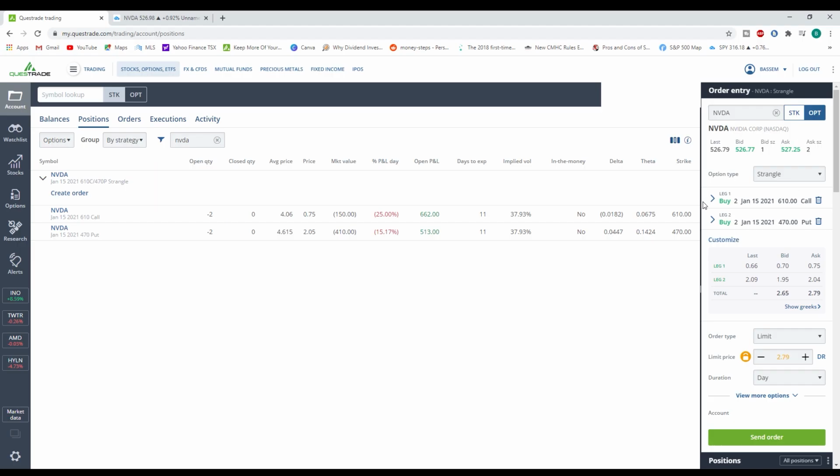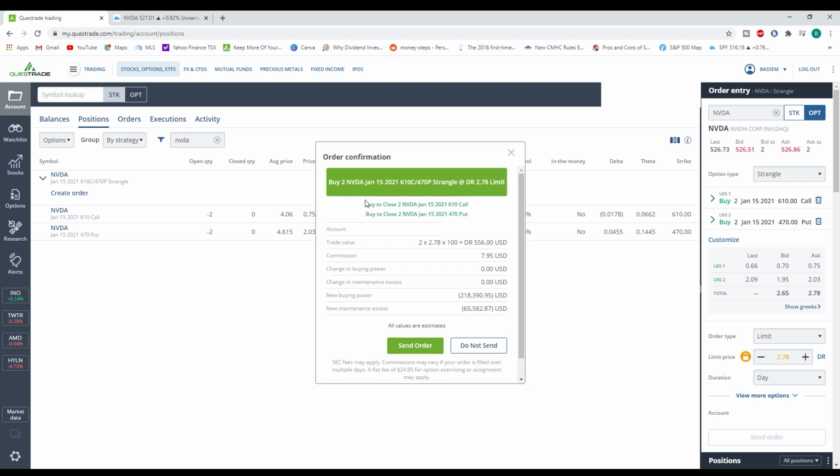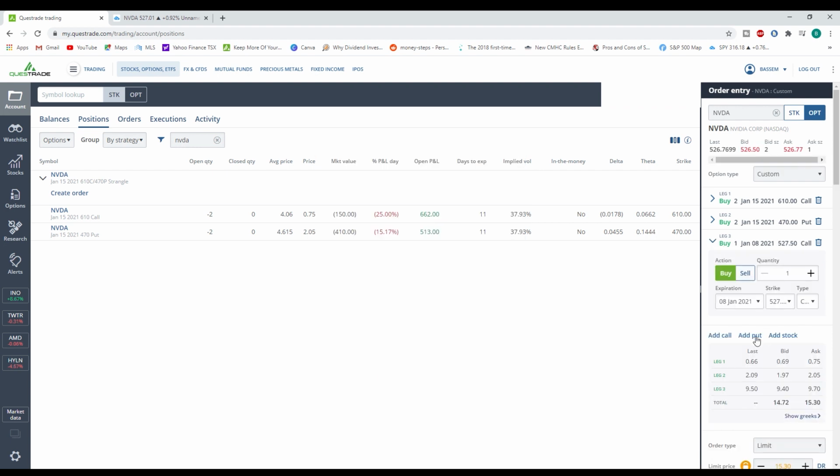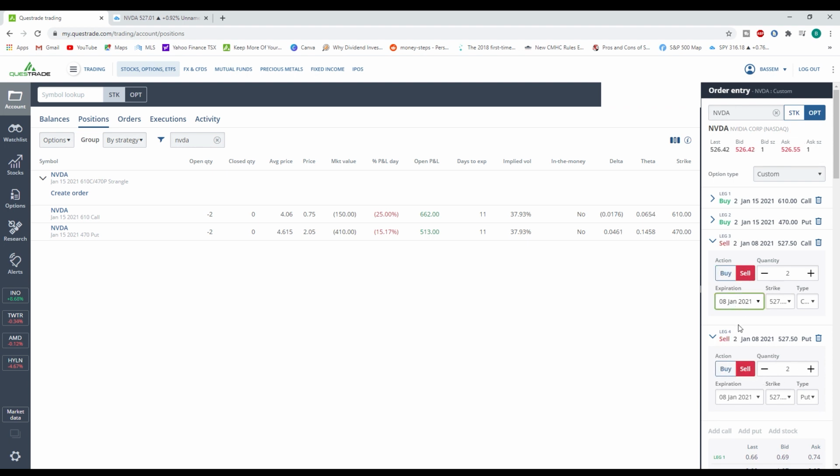I'm going to buy back, you have to buy to close the original one. So if I send order right now, this says buy to close, but I'm going to add a call and add a put, and I have 2 of each, and then select my date. I'm going to go out only 2 weeks.